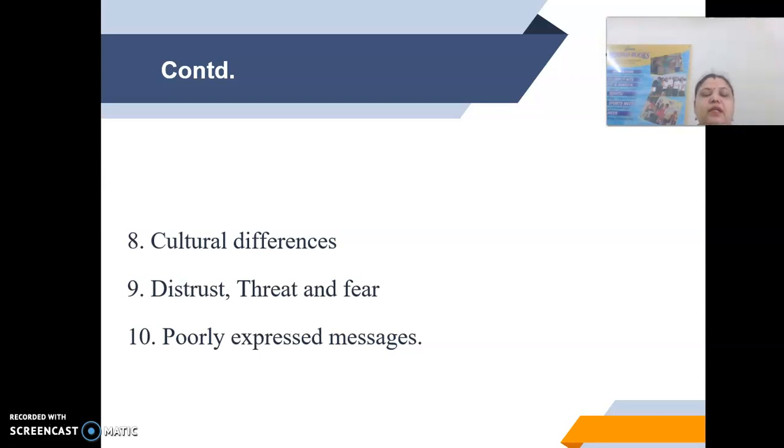So while having any communication process, one should ensure that these barriers do not work during that process. Then the communication process becomes more effective and easy, and receivers can understand whatever we want to communicate to them.